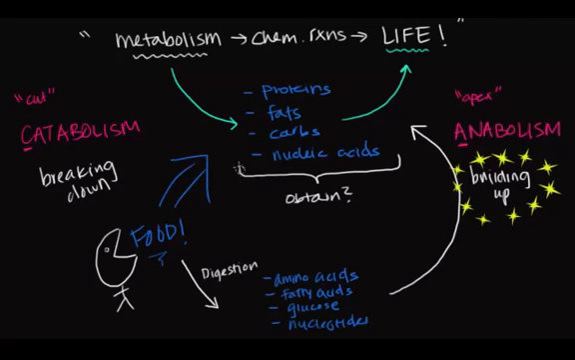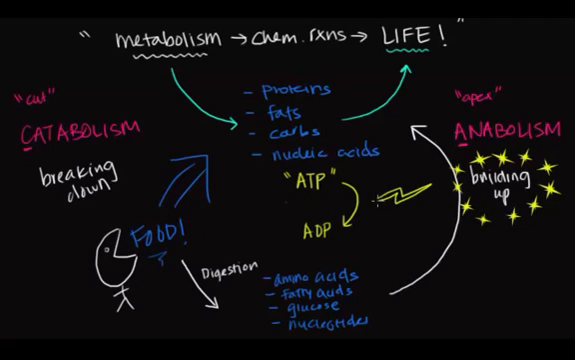So first, recall that the energy currency of the cell, and I'm going to go ahead and erase this just to give us some more space. The energy currency of our bodies is a molecule called ATP, or adenosine triphosphate. And this high energy molecule, as it's often referred to, when it is broken down into ADP, so it loses a phosphate group, releases usable chemical energy that can fuel energy requiring processes in our body, such as the building up process of anabolism.